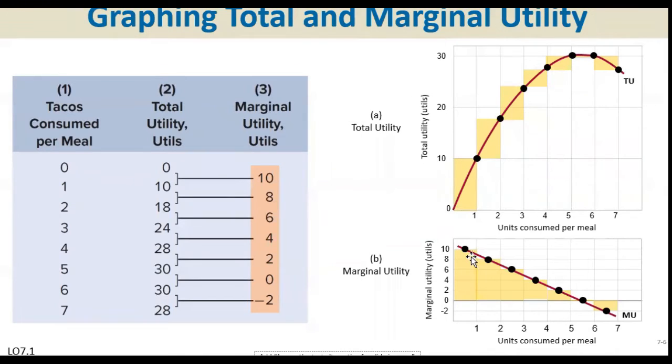And by the same token, you see the marginal utility diminishes, right? And when the total utility gets to the maximum, the marginal utility is at 0. And when the total utility starts declining, you see the marginal utility become a negative number.